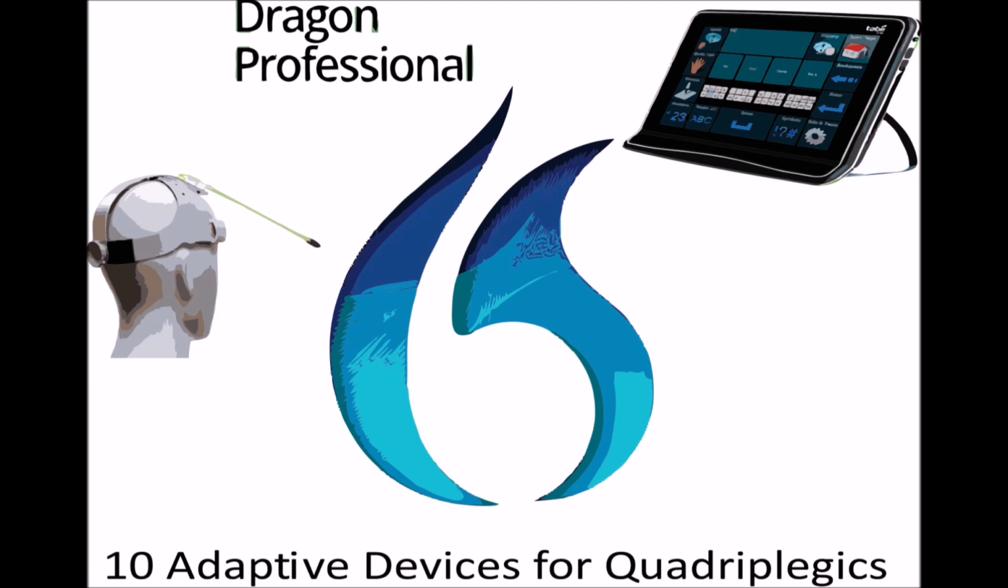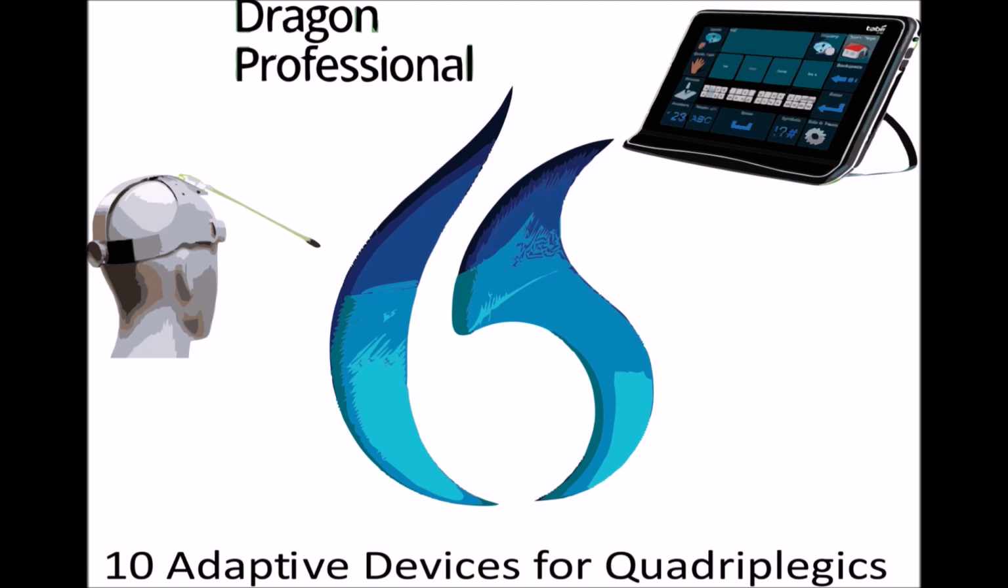4. Eye gaze system. An eye gaze system, also known as an eye tracking system, is an assistive technology that allows individuals to control a computer or other electronic device using their eye movements. The system uses a camera or sensor to track the movement of the user's eyes and translate that movement into commands or inputs for the device.